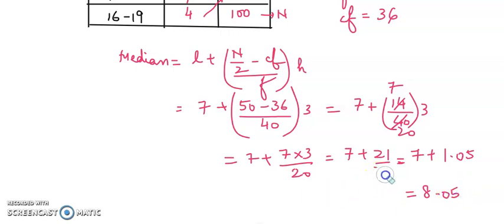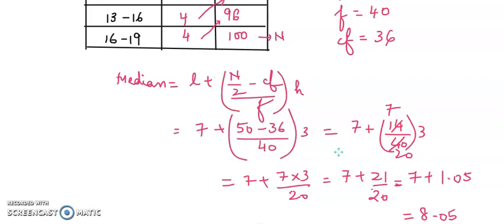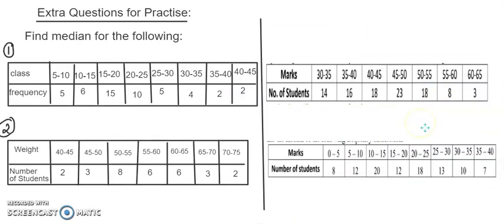Correct? The main part is to get your median class and the CF correct. If that is right, then the rest of the solution is very easy. Just put the values in the median formula and get your answer. Right? I've taken some 4 questions for simple practice.